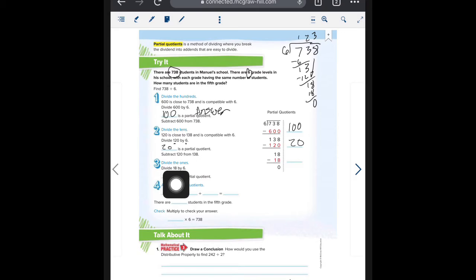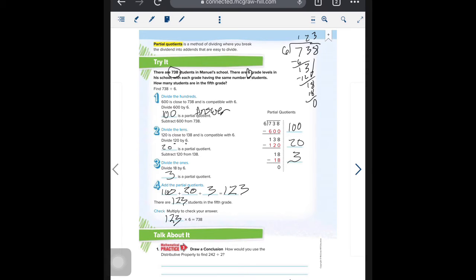3, divide the ones. Divide 18 by 6, and we know that 3 is going to be a partial quotient. Then it wants us to add the partial quotients. So we have 100, 20, and 3. 1, 2, 3. 123 students are in the 5th grade. 123 is the answer we got, doing it the original way and doing it the partial quotient way. I know, it's really crazy. Just hang with me, okay?